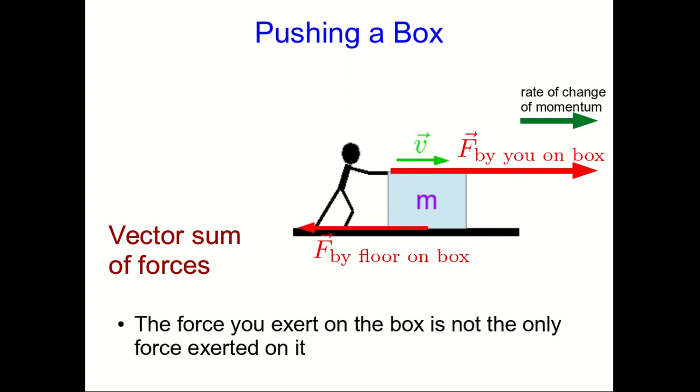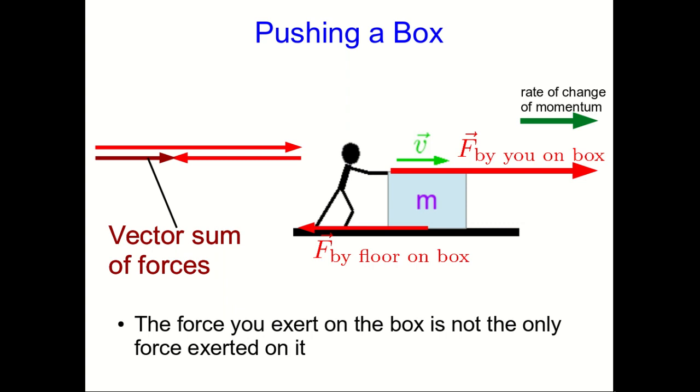You could, of course, push harder. And what you would expect, and you'd be right, is that if you push harder, the box is going to start speeding up. In other words, its rate of change of momentum is going to be a vector pointing forward. Now, the vector sum looks like this, with the big forward-pointing vector by you, the smaller backward-pointing vector due to the floor pointing back, and the vector sum here pointing forward.